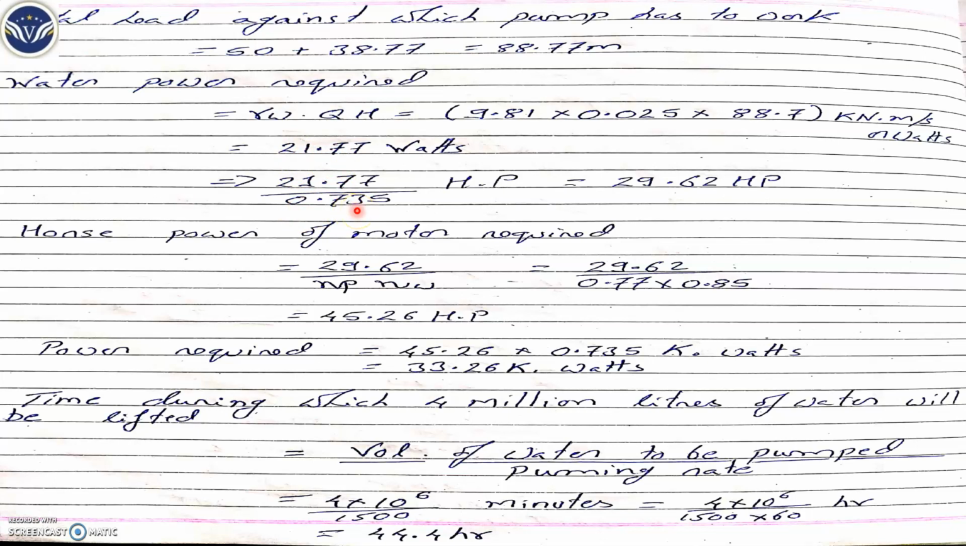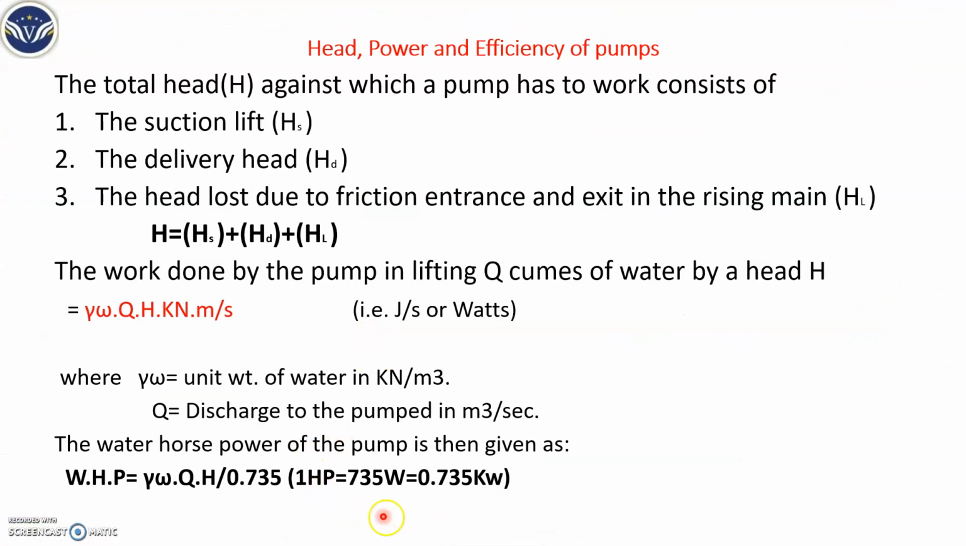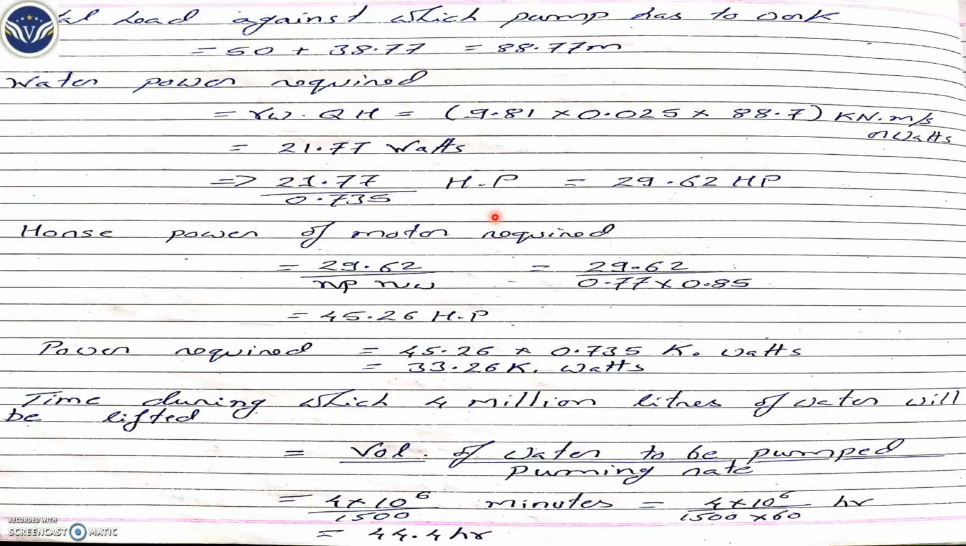So that is because 1 HP is equal to 0.735 kilowatts. That has been stated over here, we can see this equation. Okay. So we have put that 0.735 kilowatts value that is there in that equation itself, and that has been substituted. So you're getting the water horsepower as 29.62. Okay. So the water horsepower divided by efficiency, you'll get the horsepower.